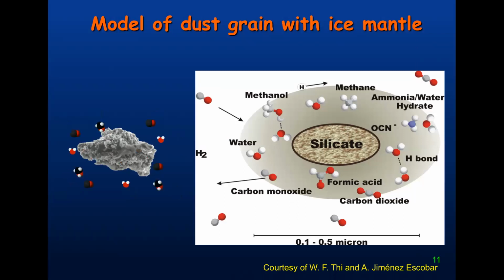The ice mantle is formed by accretion of molecules from the gas phase. Some of these molecules require the dust surface to form, like hydrogen or water. So this dust plays a very important role for the formation of key molecules.